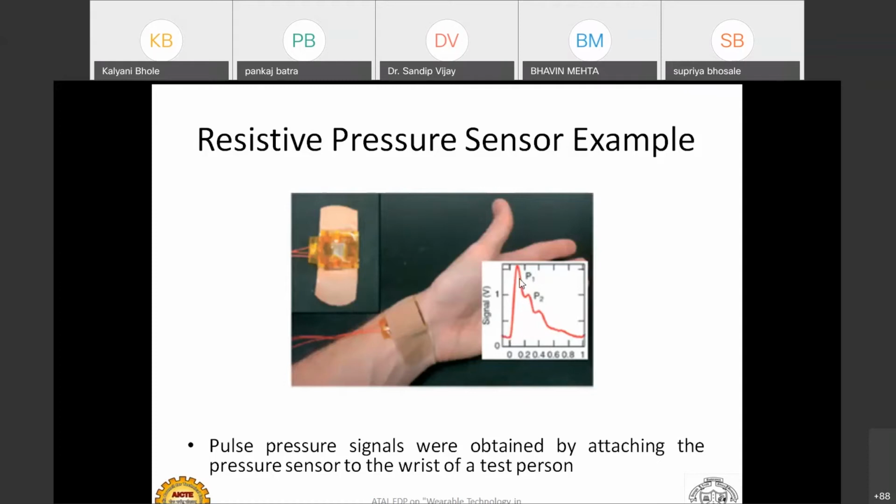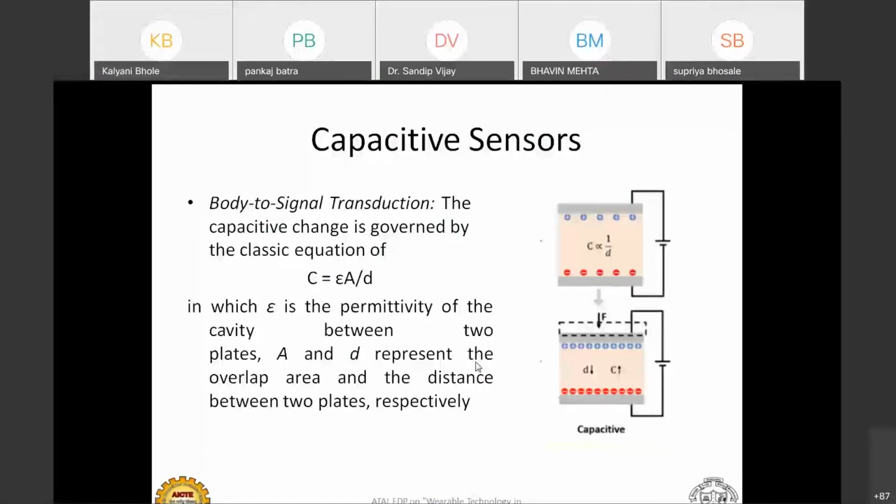So it gives us the highest peak, the maximum thrust your pulse has, and the two crests that the pulse is having. So useful information is extracted out of these by medical experts. But here this is a kind of resistive pressure sensor which is used. Let us move ahead.